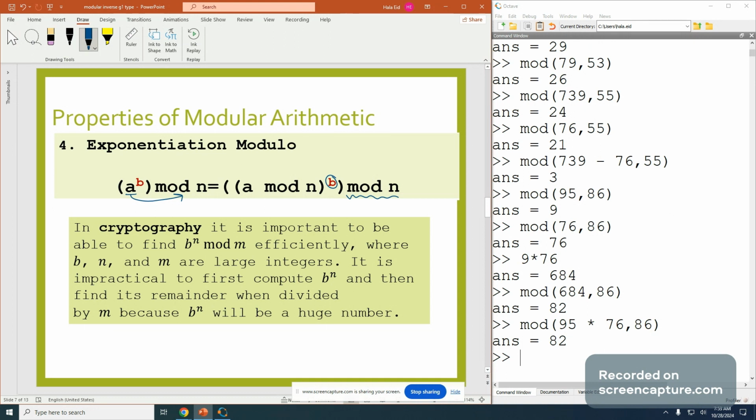And this is very important in cryptography when you have to find b to the power n mod n, and usually this is going to be high values, it's raised to very high powers. So it's really hard to deal with big numbers directly in Octave. It wouldn't give you a precise answer. So we would need to use this property on multiple levels, break the big power down into smaller powers which are manageable and can be calculated. So let's take an example on how to do this.